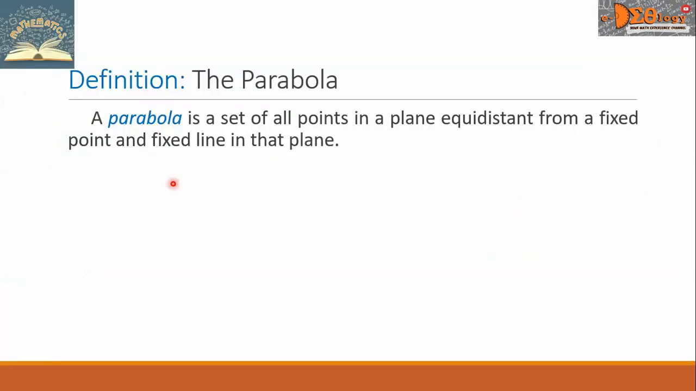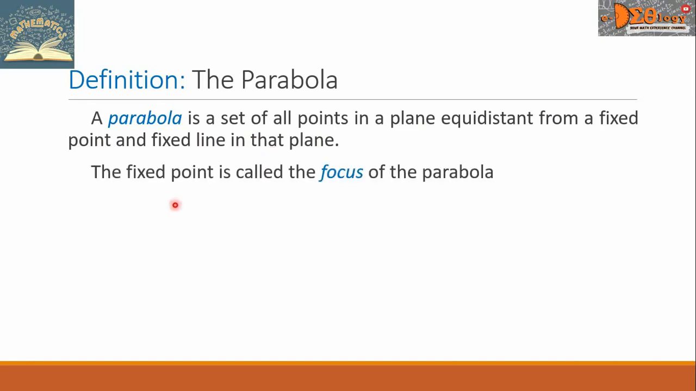First, let us define the parabola. A parabola is a set of all points in a plane equidistant from a fixed point and a fixed line in that plane. The fixed point is called the focus of the parabola, and the fixed line is called the directrix.